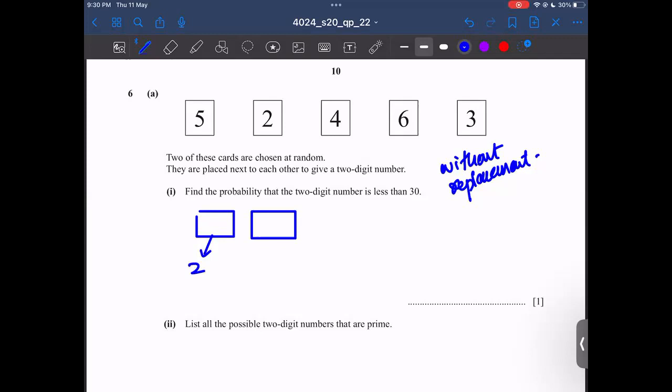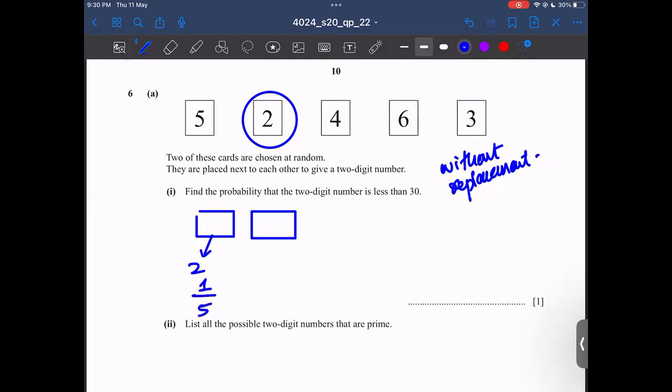So you wanted to make a number less than 30 from these cards. We can only have 2 in the first position. Only in this way we can have a number less than 30. If we have 3 in the first position, we'll definitely have the number greater than 30 over here. So first we need to make sure what are the options for the first position. For the first position, we have only one option, that is 2. So I'm going to have the probability of 2, that is 1 by 5.